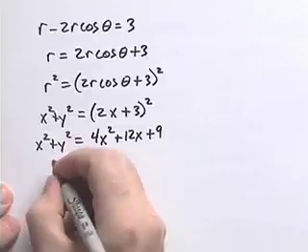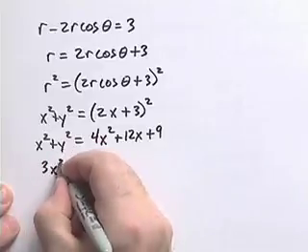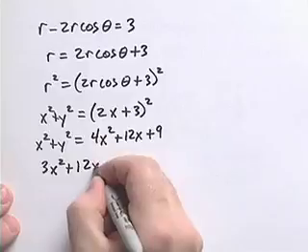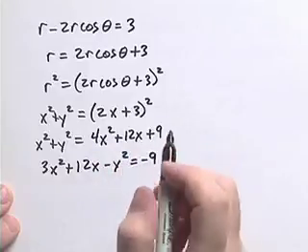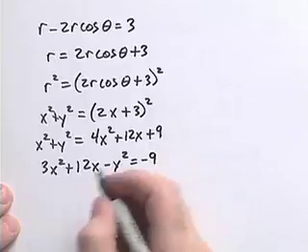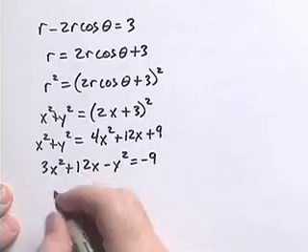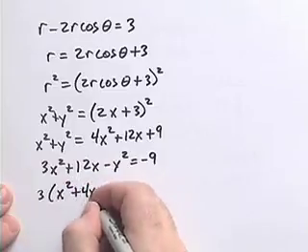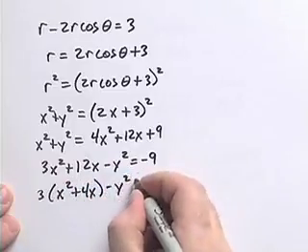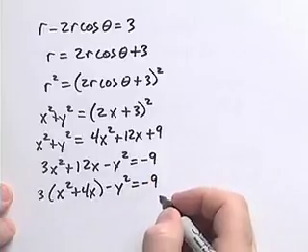We can rewrite this as 3x squared plus 12x minus y squared equals negative 9. We need to complete the square in x, so we're going to factor a 3 off of the x terms. We'll have 3 times x squared plus 4x minus y squared equals negative 9.